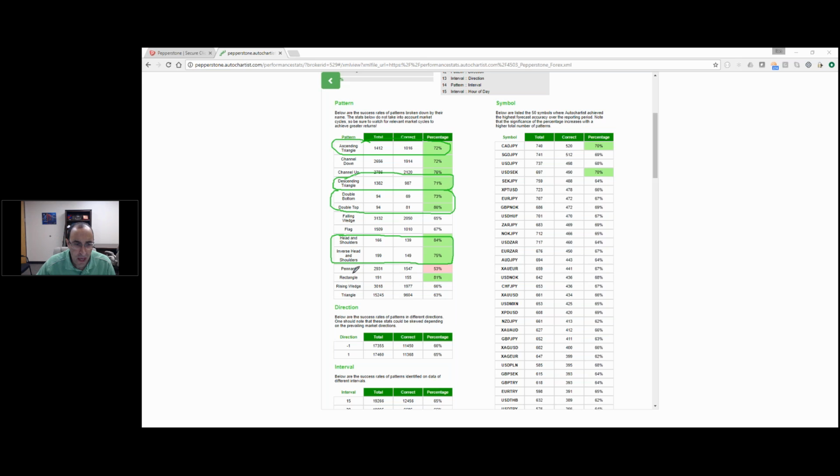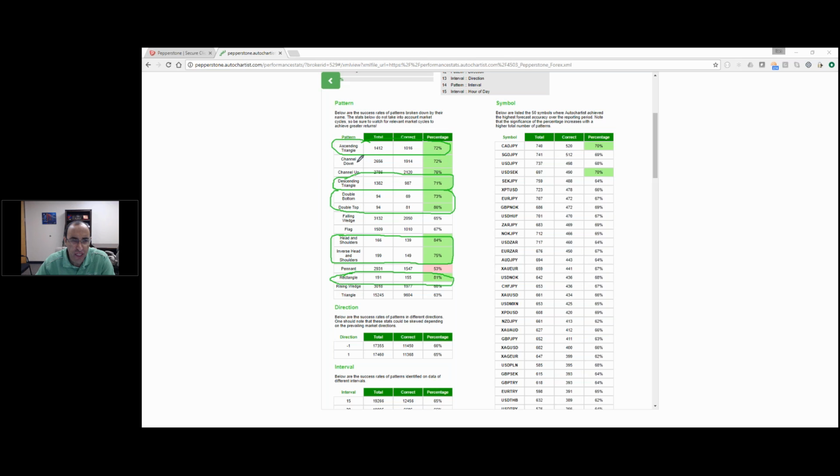Right? And then we have a rectangle. And I'm not going to go into exactly what these look like right now. I'll show you what they look like, these shapes, in just a moment. I'll show you where you can find that in the application itself. So notice how those types of patterns have done really well.